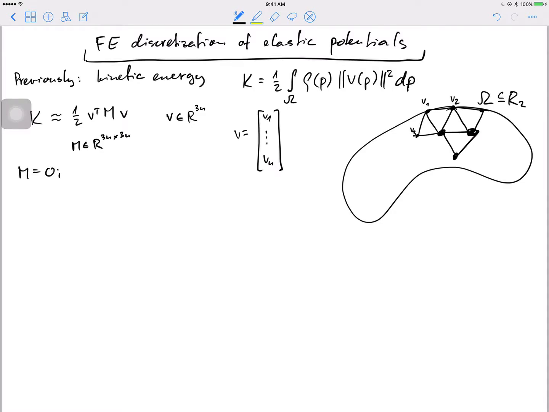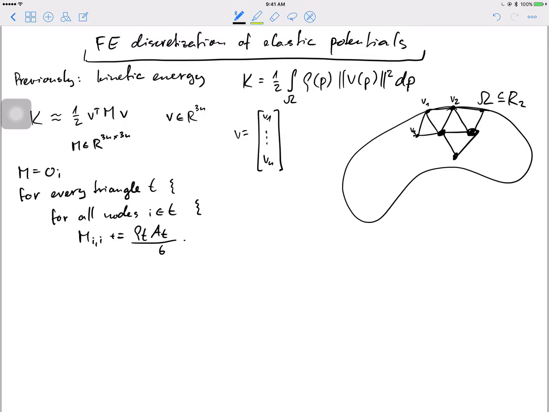Let me write it in terms of pseudocode to make the point that it actually is really easy. I was explaining it the last time, but I didn't really show the algorithm, so let me make it very clear. So for every triangle, you loop over all triangles, and then for every triangle you go over all its nodes. So for all nodes i in T, you take the diagonal part of the mass matrix, and you accumulate there the density times the area of that specific triangle divided by 6.